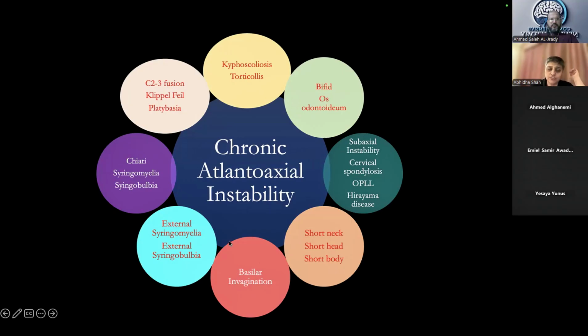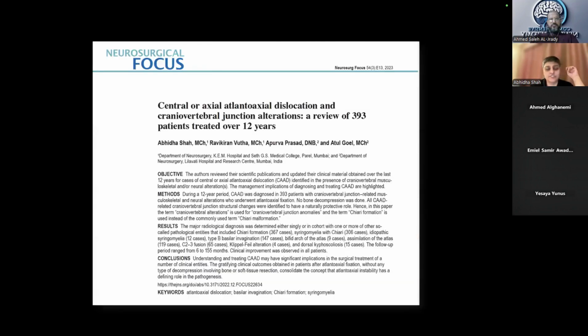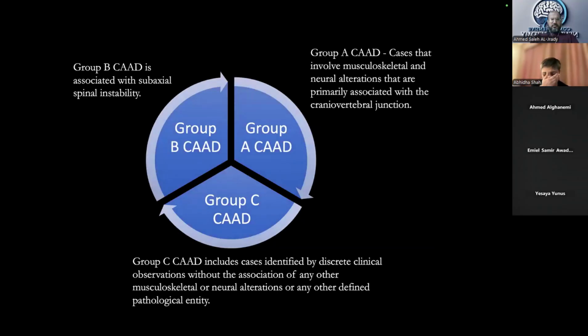So when you see this, you have to move your attention to the atlantoaxial joint and study the facets, and you might find that there is atlantoaxial instability in this region. We reviewed our patients over 12 years and published this in 2023, patients with central atlantoaxial dislocation, and those who are interested can read this paper.